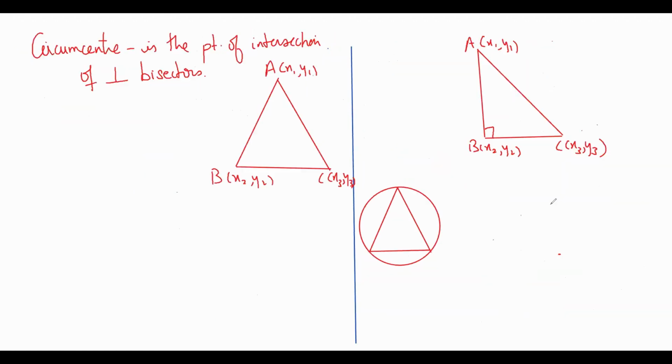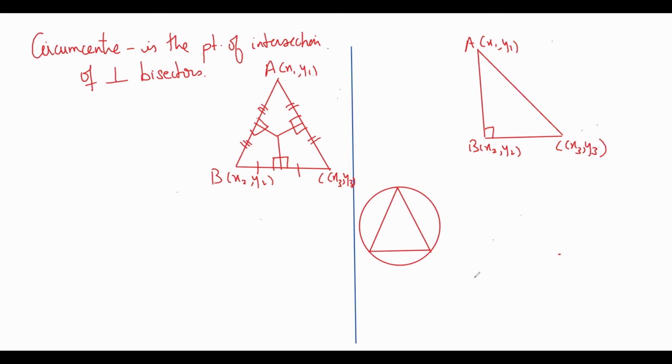Next is the circumcenter. According to the definition, the circumcenter is the point of intersection of perpendicular bisectors. Therefore, my diagram is this. That means this line should be perpendicular as well as a side bisector, divided into two equal halves. Next is this. And the third perpendicular bisector is this, and this is divided into two equal halves.